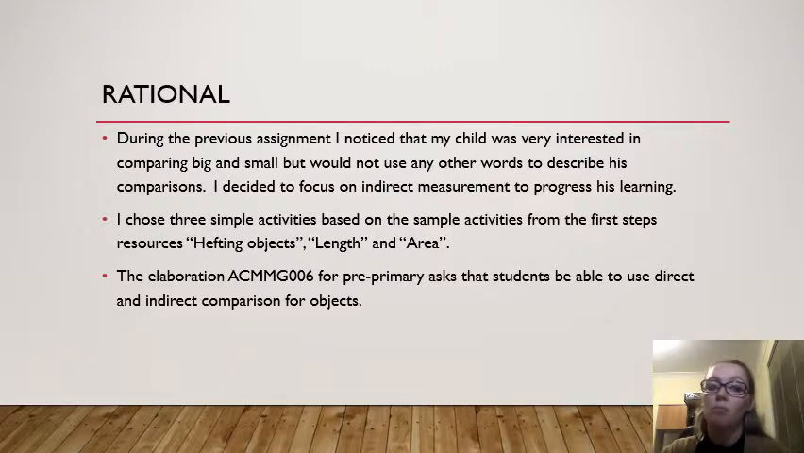In doing this assignment, Gary was actually doing one of the foundation level elaborations, ACMMG006 for pre-primary. This was indirect and direct comparisons. So I thought this was a very good introduction for him when he starts school next year.